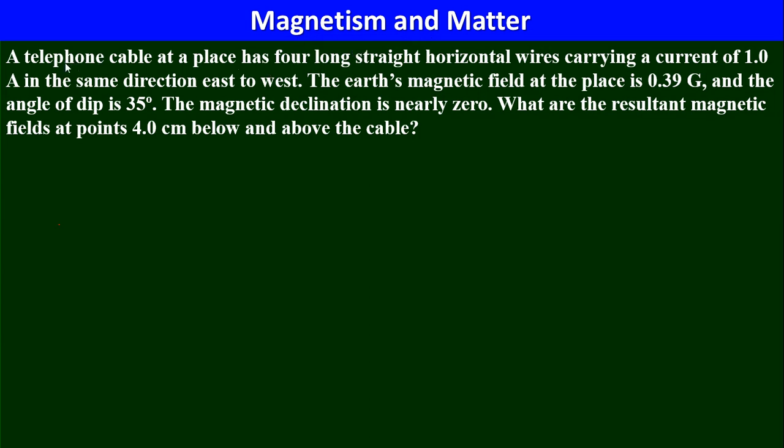In this video, we are going to cover a question from magnetism and matter. The question is, a telephonic cable at a place has four long straight horizontal wires carrying a current of 1 ampere in the same direction, east to west. So in all of them, the current direction is same. The Earth's magnetic field at the place is 0.39 Gauss and the angle of dip is 35 degrees at the location. The magnetic declination is almost zero. What are the resultant magnetic fields at points 4 centimeters below and above the cable?